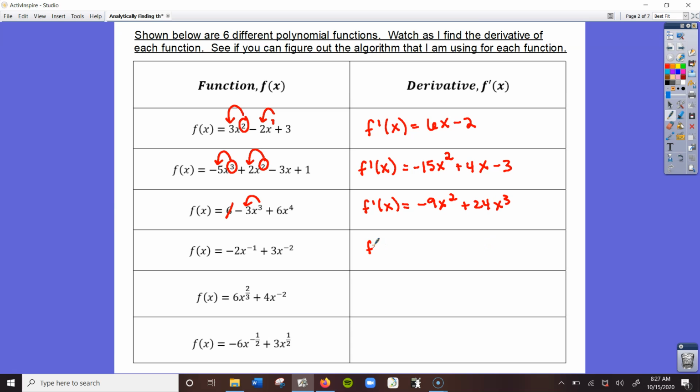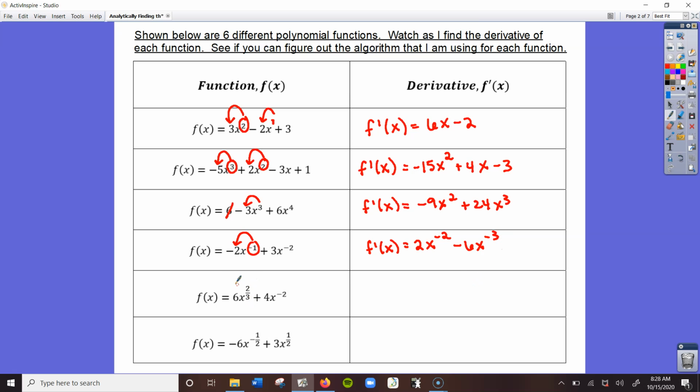Now you can apply the same thing even if you have negative exponents. So this negative exponent, negative 2 times negative 1, is a positive 2x, and then subtract 1 from negative 1, you get negative 2. And then you do the same thing for 3x raised to the negative second power. We would get negative 6x raised to the negative 3.